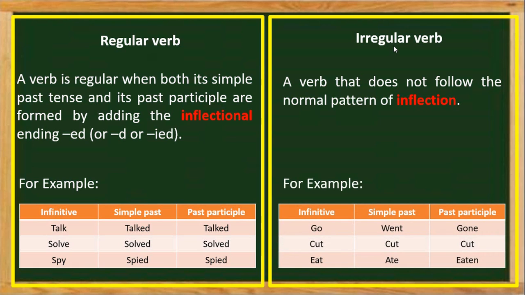For example, here we have 3 irregular verbs: go, cut, eat. As you can see here, each verb here is conjugated differently. So with go, we have went, gone. Cut, cut, cut. Eat, ate, eaten.